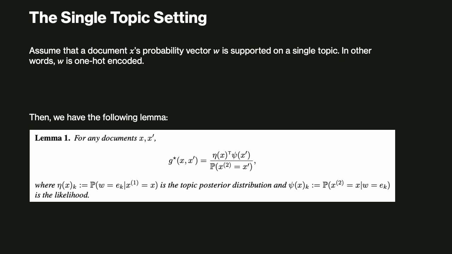Then we have the following lemma. For any two documents X and X prime, the G star of those two can be expressed as the following, where eta of X is the topic posterior distribution, and the psi of X is the likelihood of the document given the specific topic.